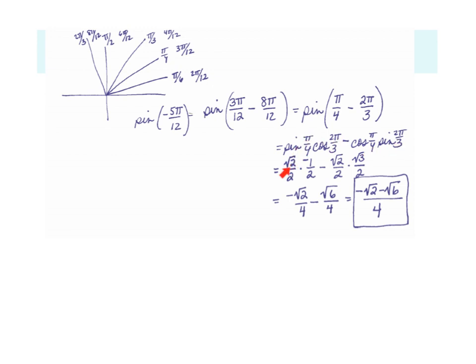I know that sine of pi over 4 is square root of 2 over 2. At 2 pi over 3, my coordinates are negative a half, square root of 3 over 2. So cosine of 2 pi over 3 is the x-coordinate, negative a half. Then cosine of pi over 4 is square root of 2 over 2. Sine of 2 pi over 3 is square root of 3 over 2. And then I just simplify.